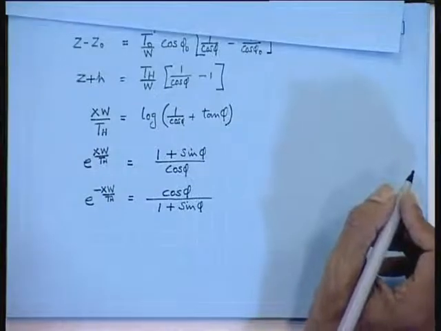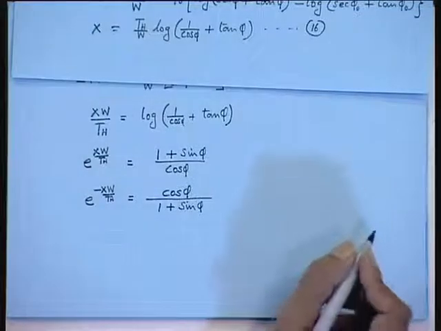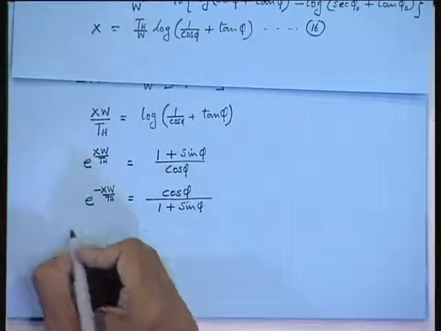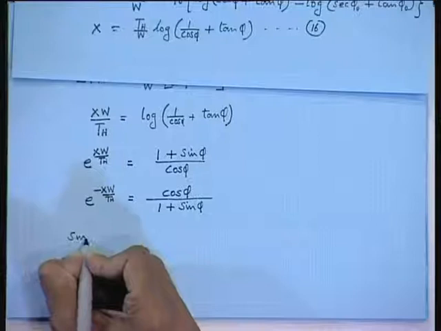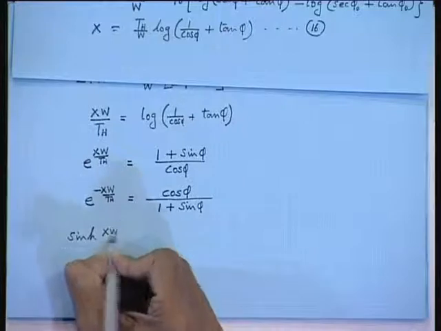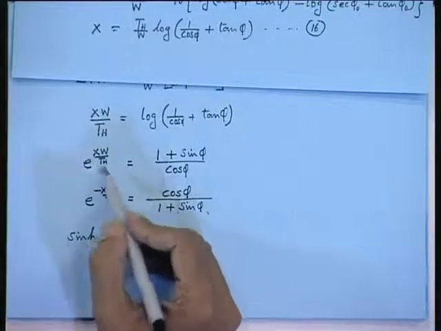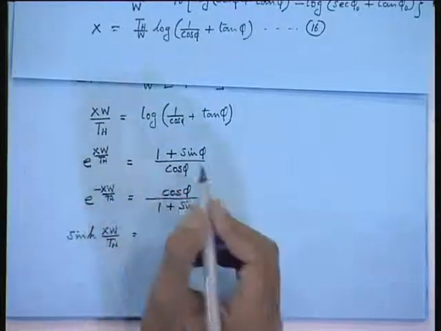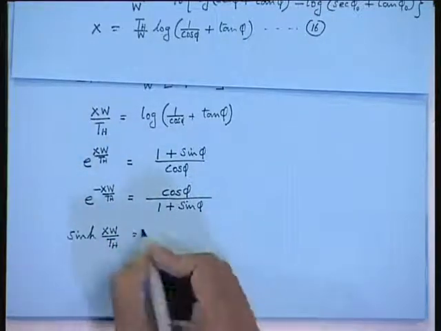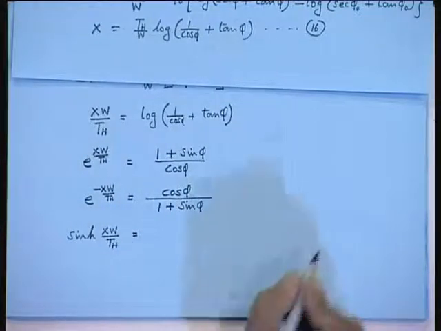So, I am just using expressions from your previous expressions. Now, there is one important thing after this, you find out the expression for sine hyperbolic xw over Th. I have given you the expressions for the exponential e term. So, from this you find out sine hyperbolic and cos hyperbolic. These are two hyperbolic functions. And then you simplify.